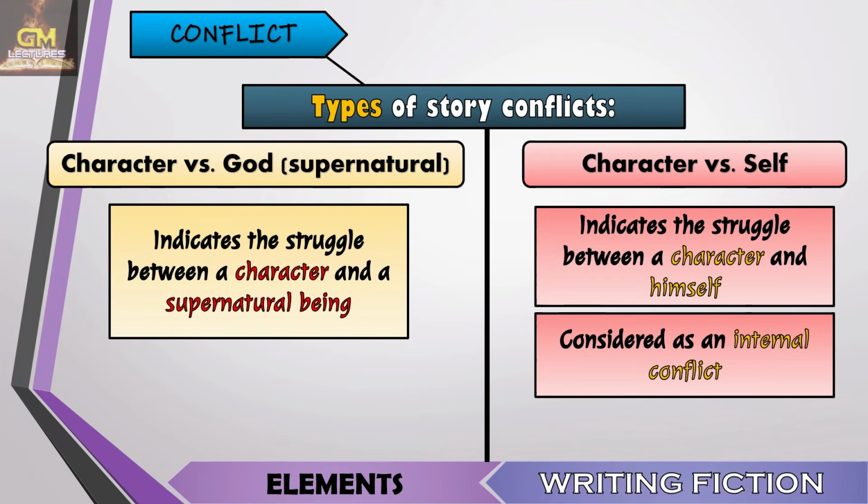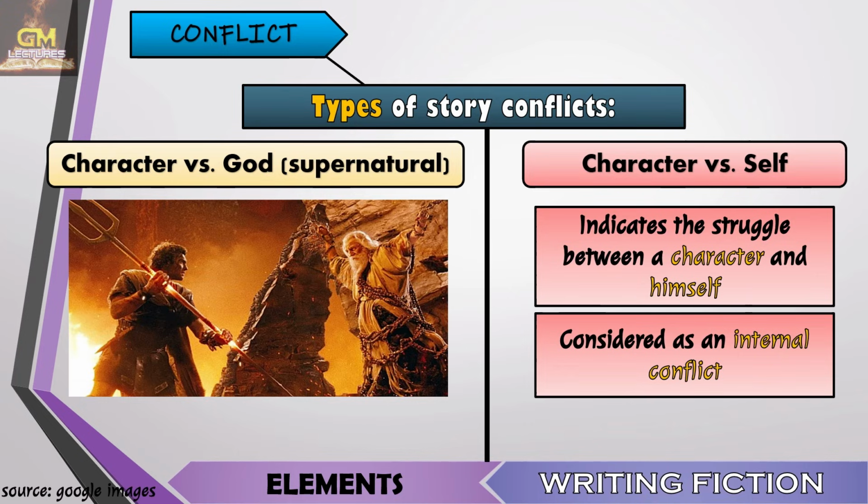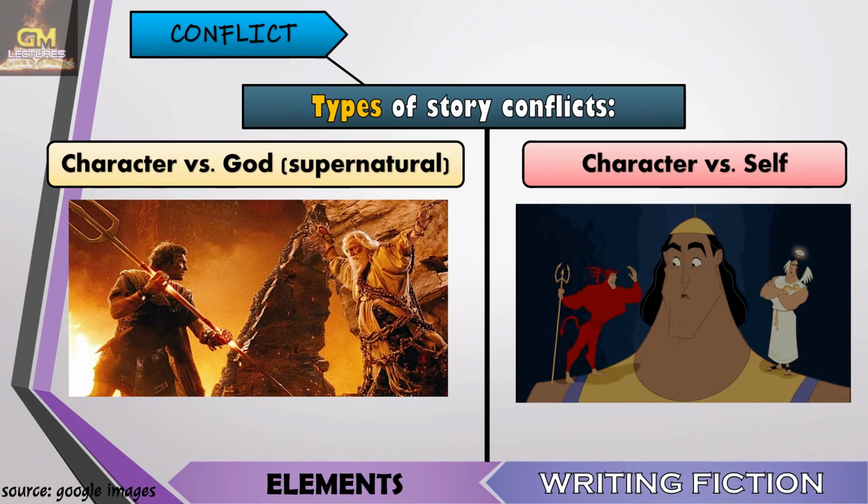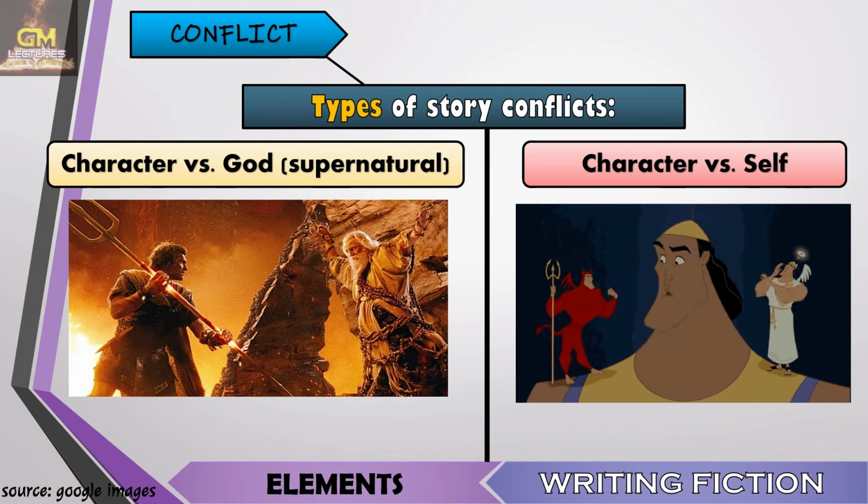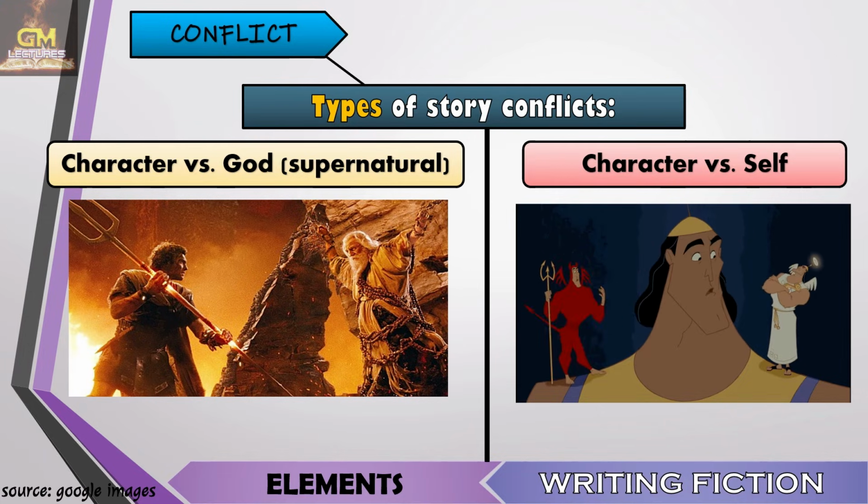An example of character versus God or the supernatural would be the movie Wrath of the Titans, wherein the main character Perseus is struggling to fight different kinds of supernatural beings from gods to titans. While an example of character versus self would be the character of Kronk in The Emperor's New Groove. Usually, there would be a moment where he would struggle with himself in trying to make a decision, just like this example here.